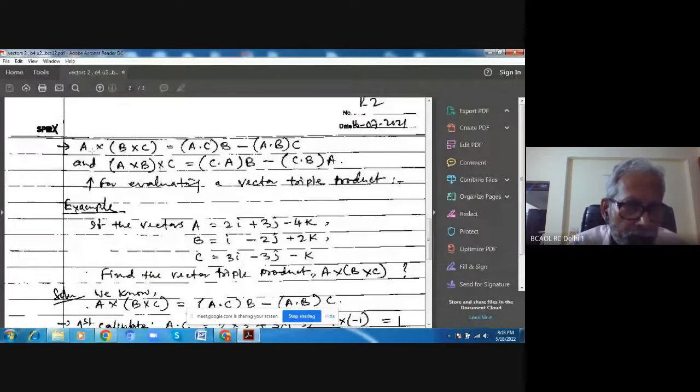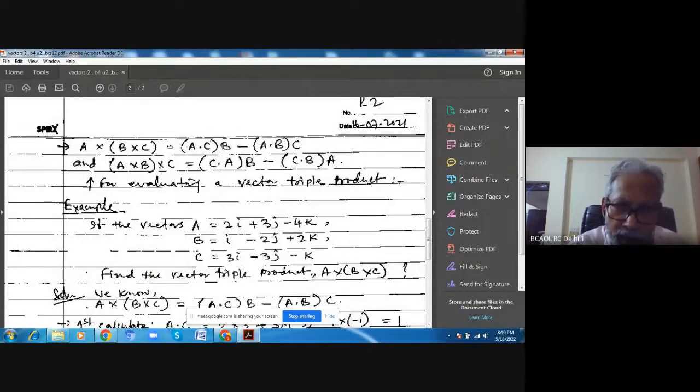Now this is the condition. Suppose A cross in bracket B cross C is equal to A dot C into B minus A dot B into C. That means normal multiplication is shown here, and the dot product of vectors is shown here. You have to prove that it is equal to this. Similarly, A cross B in bracket cross C is equal to A dot C into B minus C dot B into A. So for evaluating a vector triple product, this you have to remember.